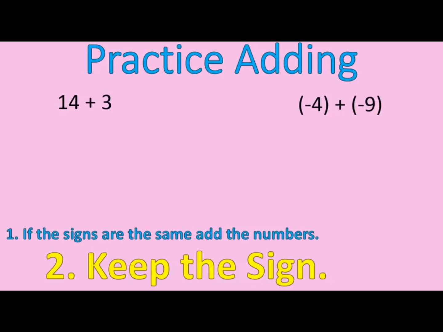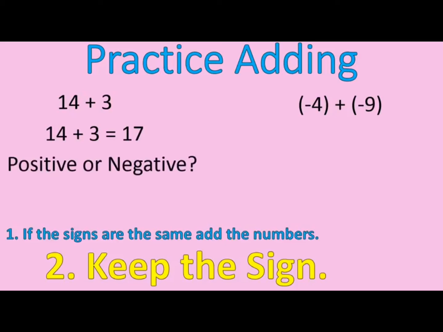Alright. So let's do some practice adding numbers that have the same sign. By the sign, I mean either positive or negative sign. You can pause the recording and try these two out on your own. We're back. 14 plus 3 is 17. That one may have seemed pretty easy to you. It's a positive 17 because we've done that kind of adding for a very long time.